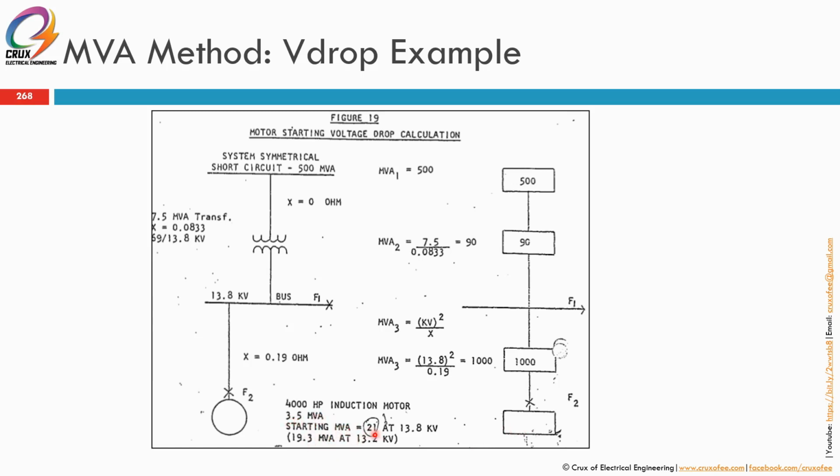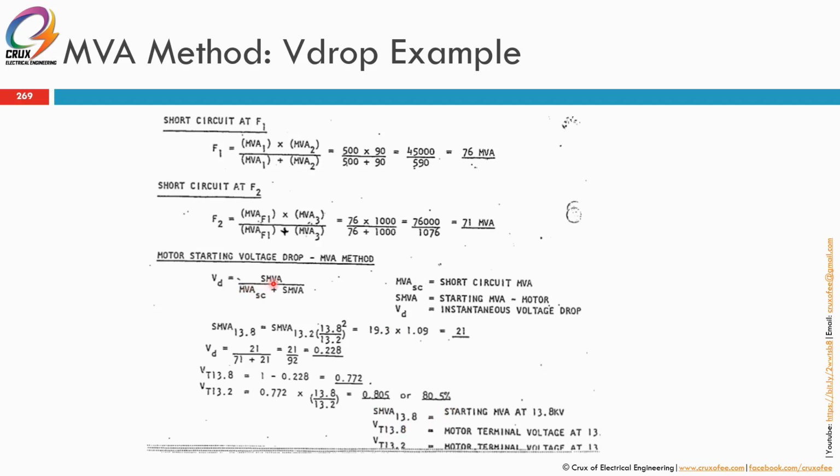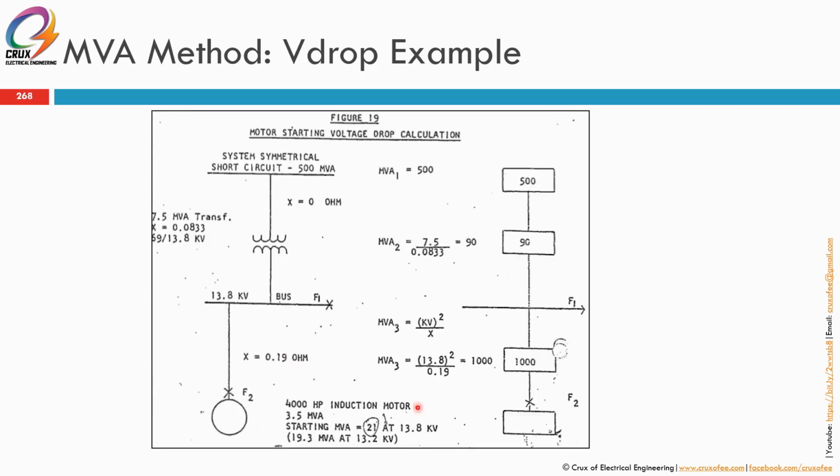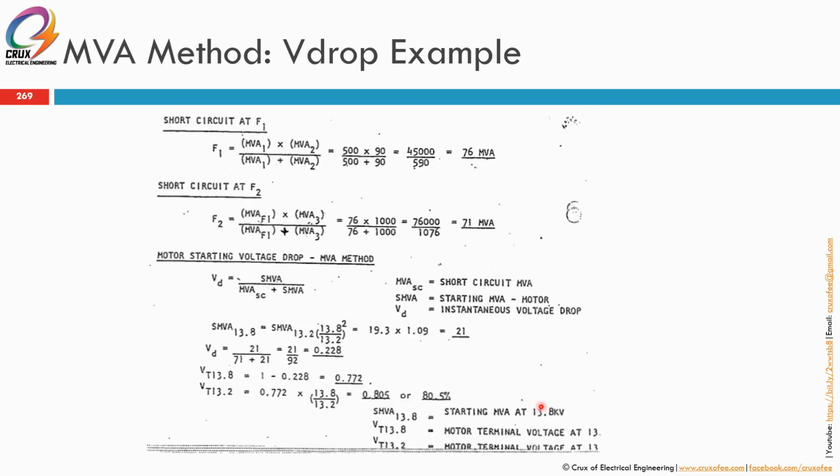Okay, so for you to determine the voltage drop of this motor is 3.5 MVA. The starting motor MVA is around 21. So 3.5 is around about 6 times. So the voltage drop is motor MVA divided by the motor MVA plus MVA short circuit. So in this case, the motor MVA here is 21 plus 21, and 71 is the fault level at F2 here. So as you have calculated here, F2 71 MVA. Alright, so once you calculate that, you get the voltage drop in terms of per unit 0.228, means it will drop around 22%. So the remaining voltage is about 80.5%.